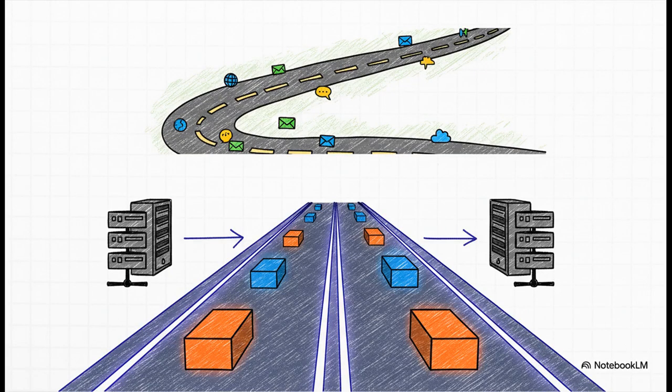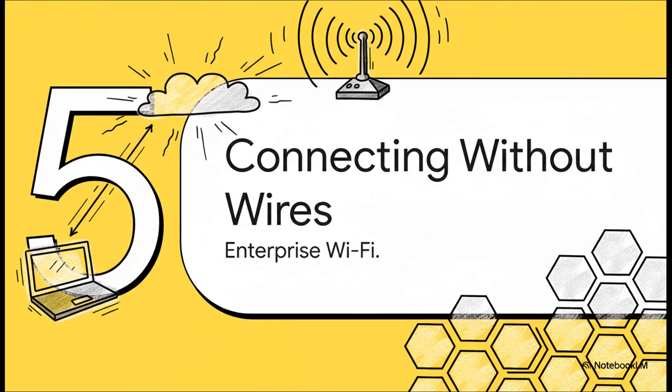Now, because these storage systems are constantly reading and writing enormous amounts of data for tons of different applications all at once, they just can't share the regular network. They get their own dedicated high-speed superhighway to make sure that all that storage traffic doesn't create a massive traffic jam for everybody else.